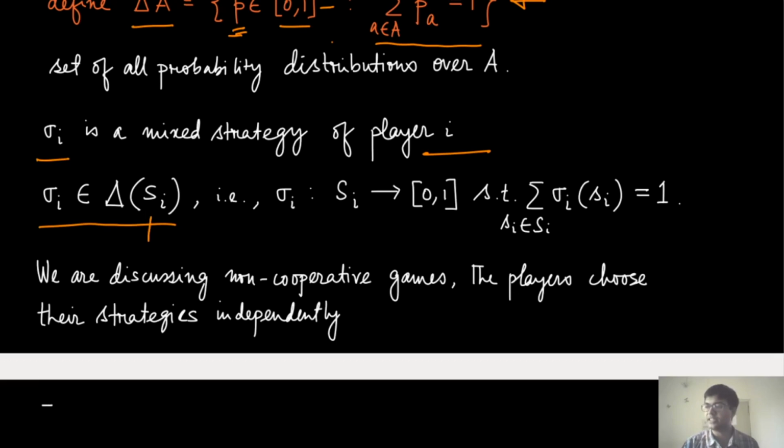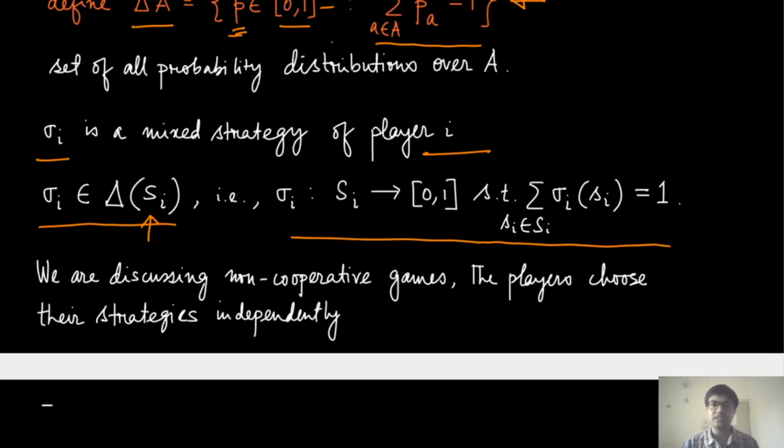S i is the strategy set of player i, and we are going to assume that the strategy sets are all finite. Therefore, according to the previous definition, sigma i is a probability distribution over these strategies of player i. And this is what it says formally.